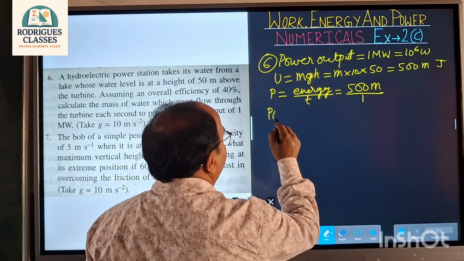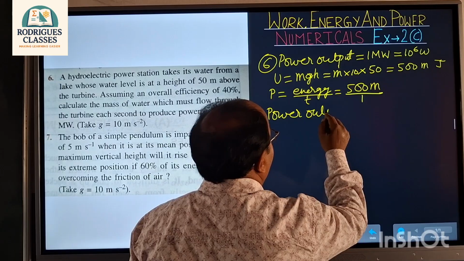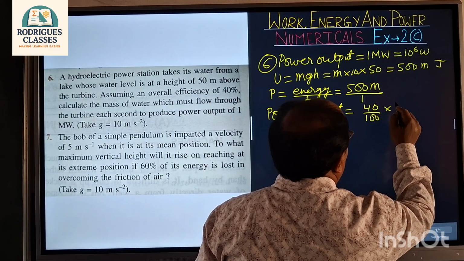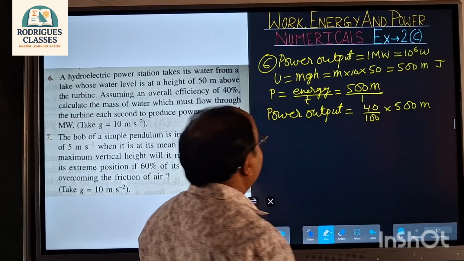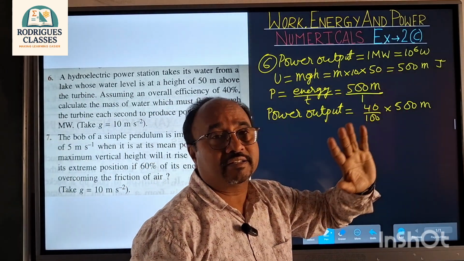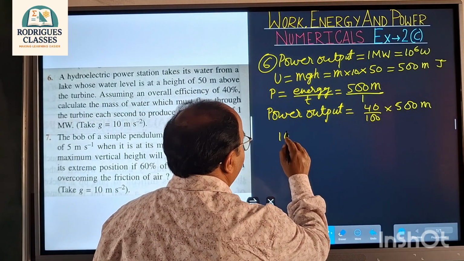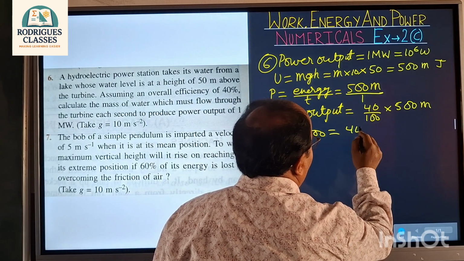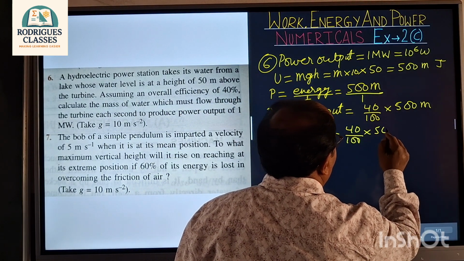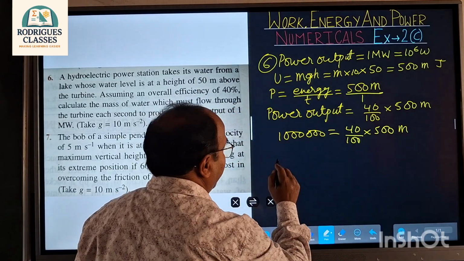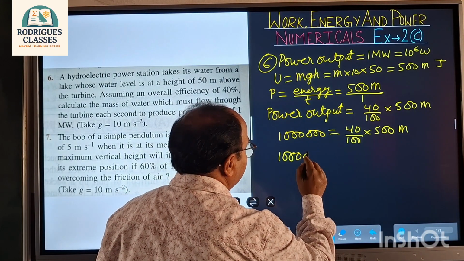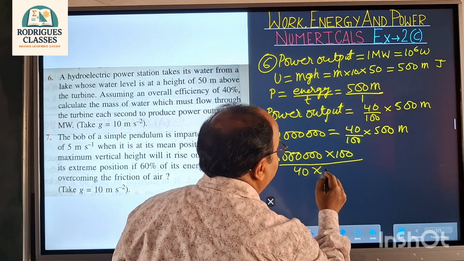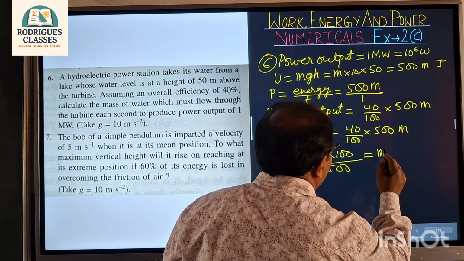So I am writing here power output. So power output will be 40 by 100 into 500 m. And this power output is given to us as 10 to the power 6 watt. So I am going to write here, this much is the power output, 40 by 100 into 500 m. So I have to calculate m. Into 100 comes here, 40 and 500 is equal to m.